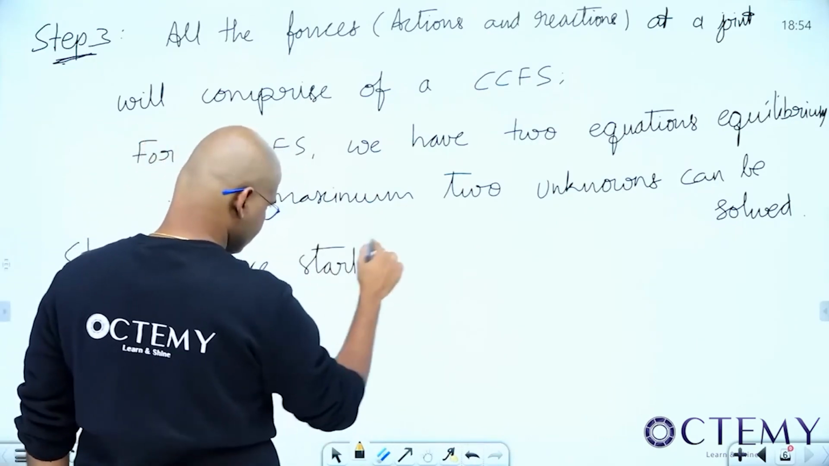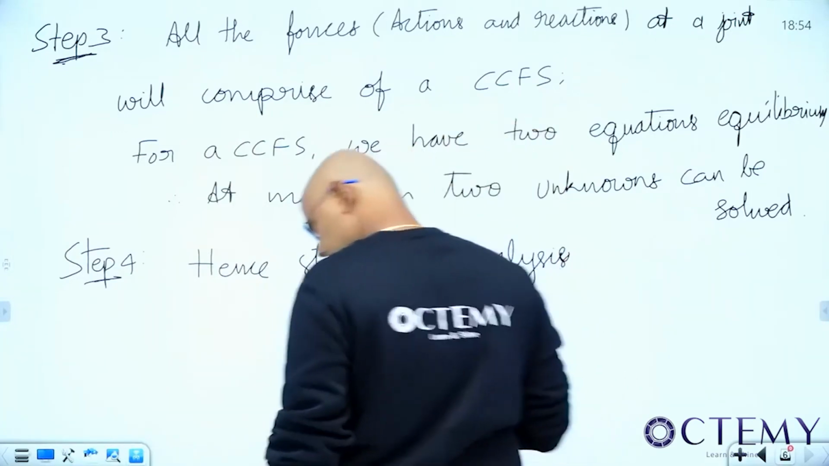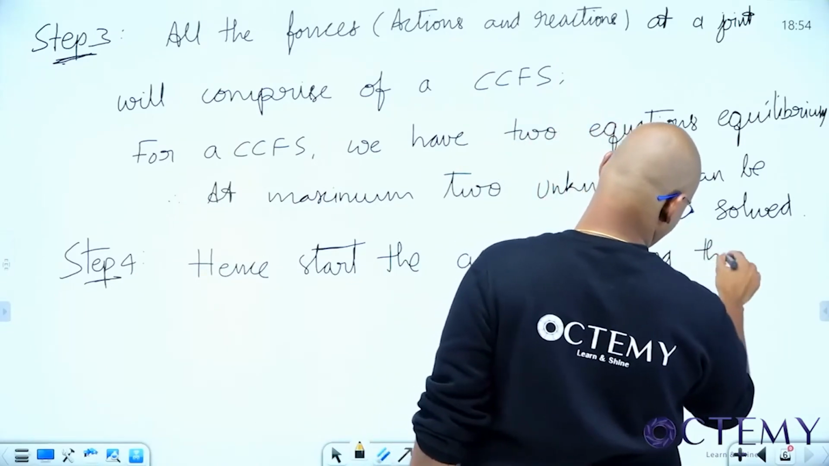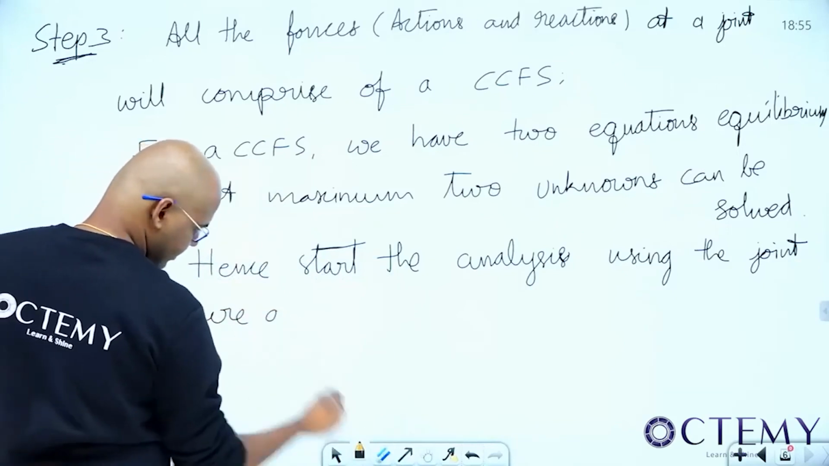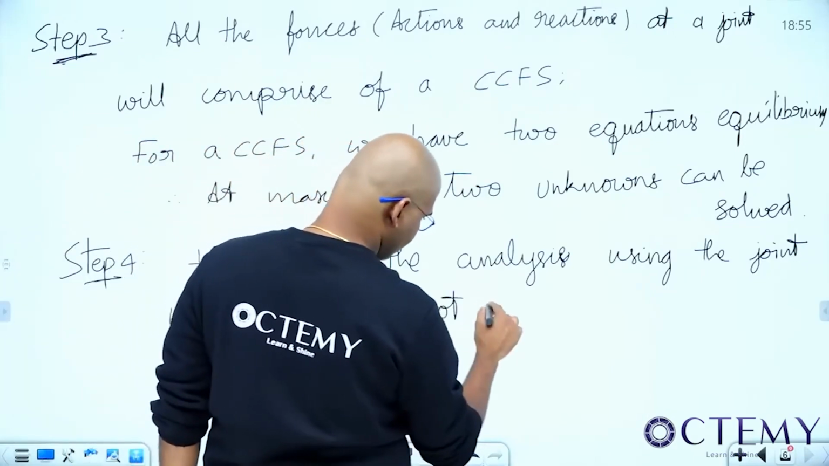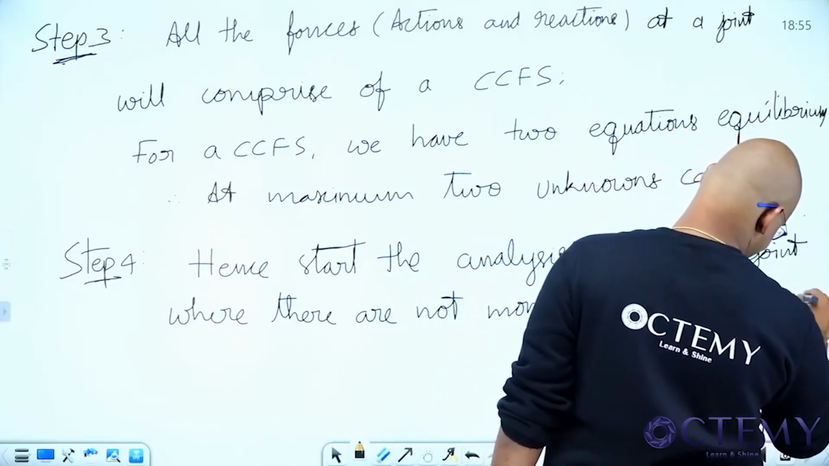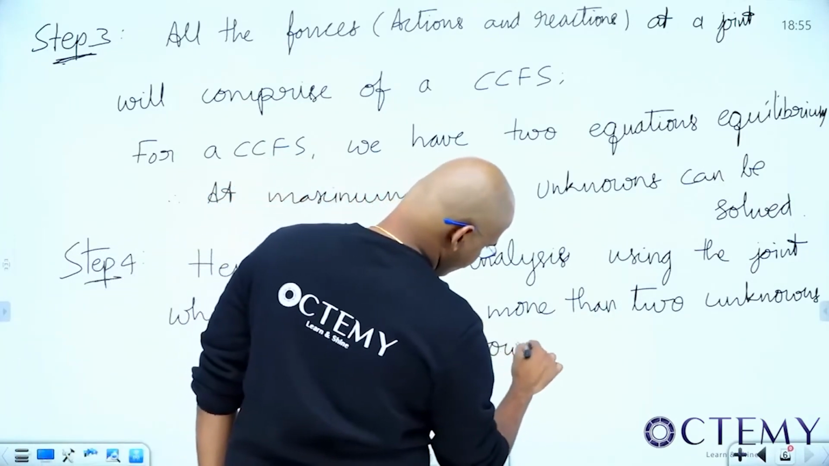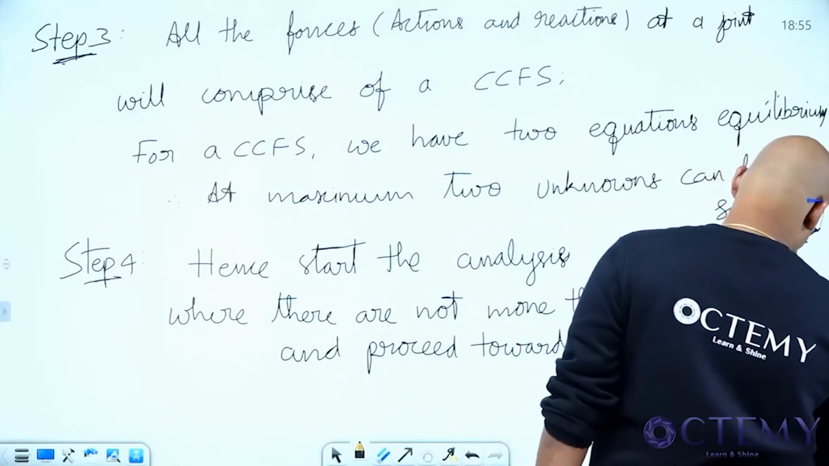Hence, start the analysis using the joint where there are not more than two unknowns, and proceed towards the joint of interest. Okay, so this is the procedure.